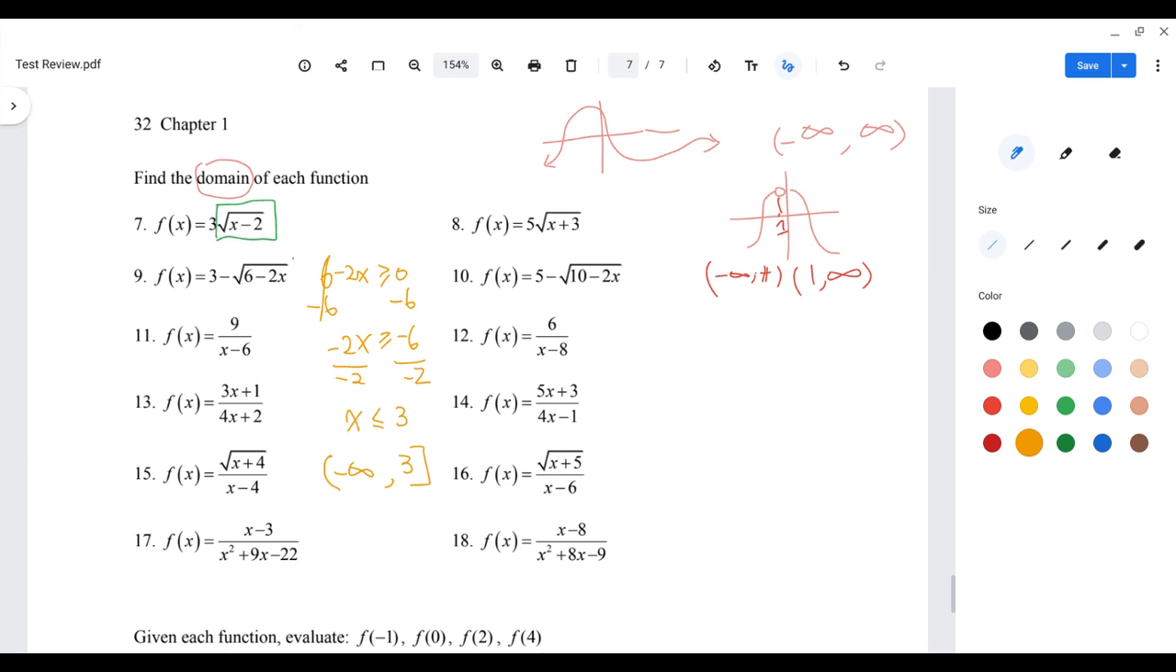Now let's take a look at number 11. Actually, let me look at number 12. Number 12, we have a fraction. So whenever you have a fraction, what's the basic thing about a fraction? The denominator cannot be 0. So that means x can be any number, but the denominator cannot be 0. That means x cannot be 8.